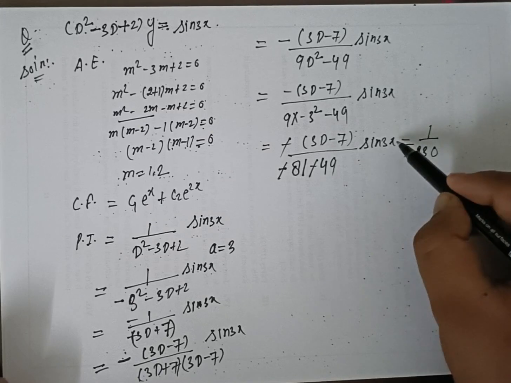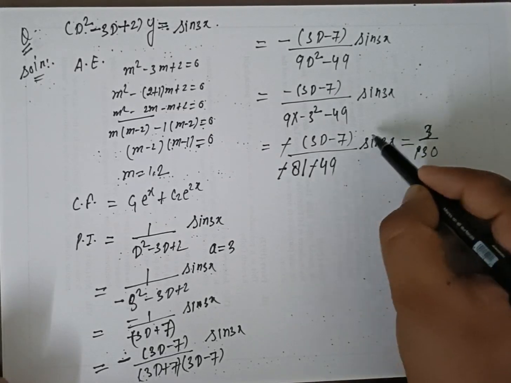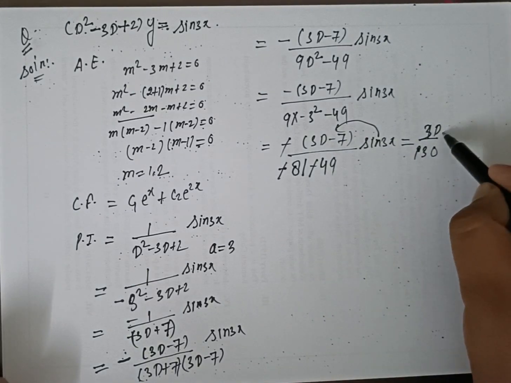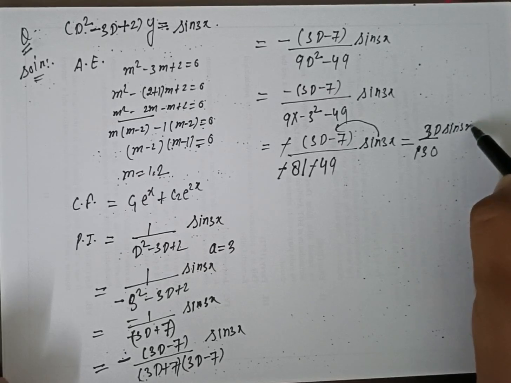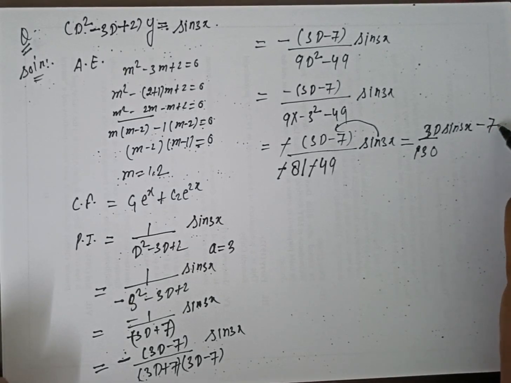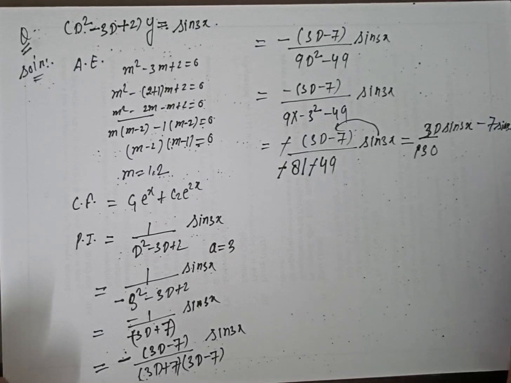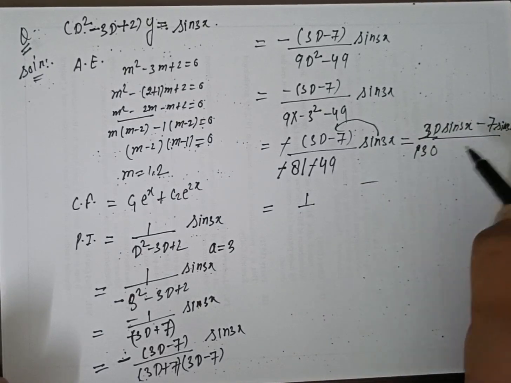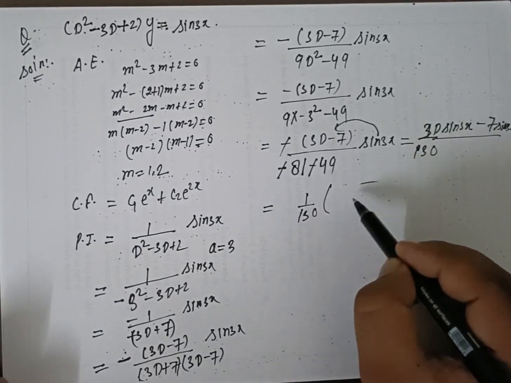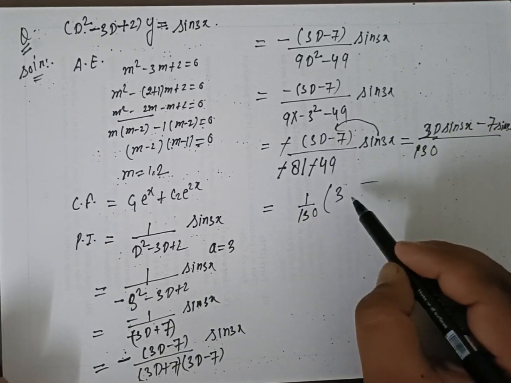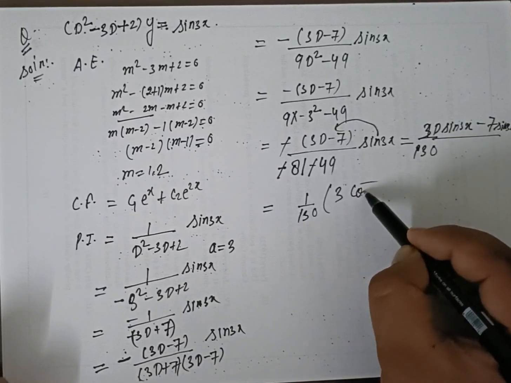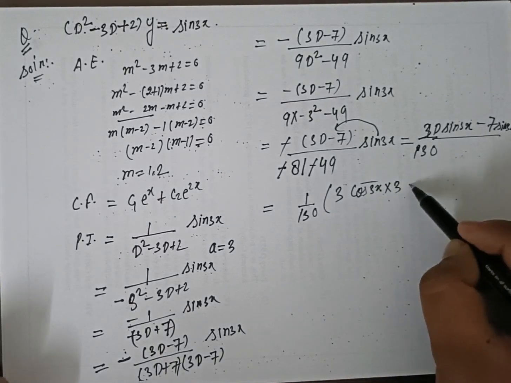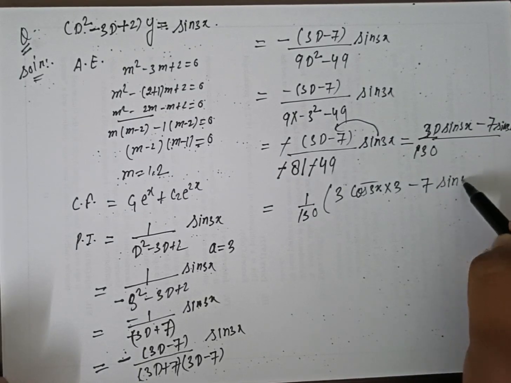And 3D, try to multiply by the sine 3x inside. So 3D sine 3x and minus 7 sine 3x. So finally you get your answer 1 upon 130 and 3. Derivative of sine 3x is what? Cos 3x and multiply by 3, right? And minus 7 sine 3x.